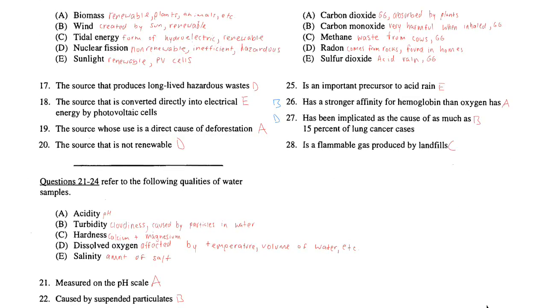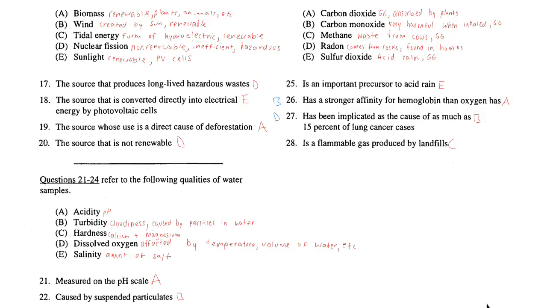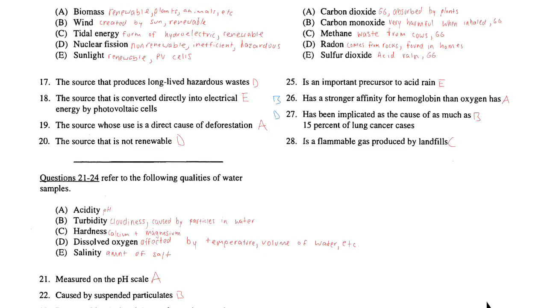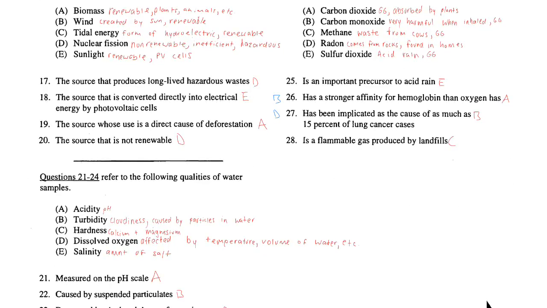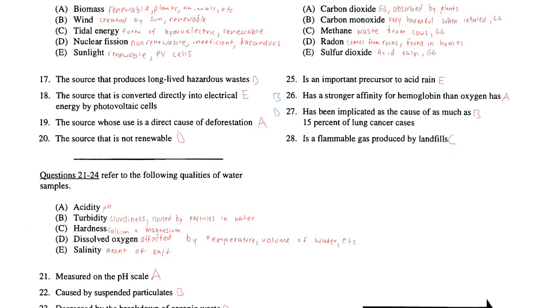Option D, nuclear fission, is non-renewable, inefficient, and hazardous. Option E, sunlight, is renewable and uses PV cells. Number 17, the source that produces long-lived hazardous waste is D, nuclear fission.